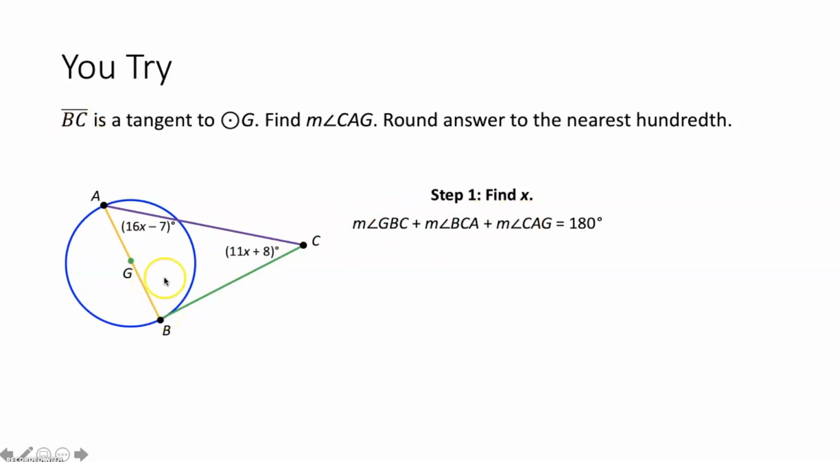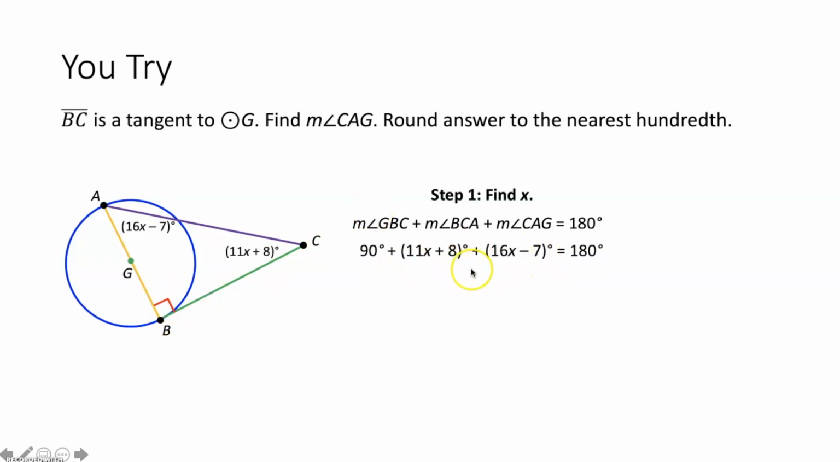Well, we know that segment BC is tangent to circle G at point B. We also know that if a line is tangent to a circle, then it's perpendicular to the radius drawn to the point of tangency, meaning this radius, segment GB, would be perpendicular to our tangent line right here. Because of that, we know its measure must be 90 degrees, so we can plug that in here.